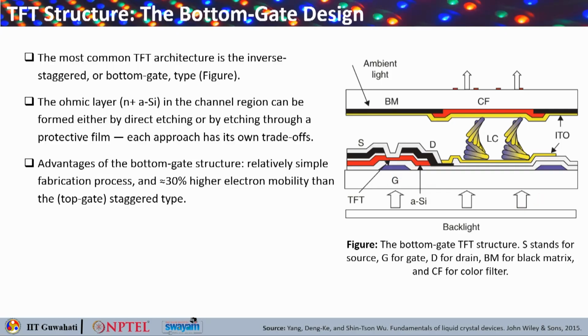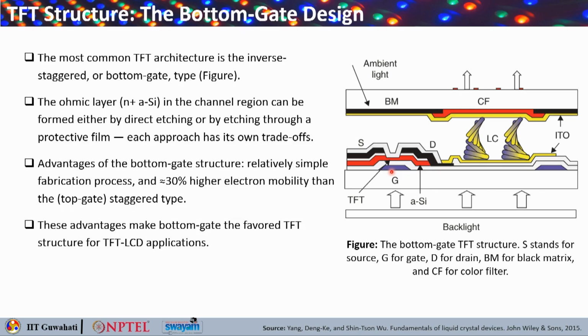Now, what is the advantage of having this bottom gate structure is that it is relatively easy to fabricate, okay, and it has 30% higher electron mobility as compared to the top gate staggered type kind of structure, okay. So these advantages basically make the bottom gate structure more favored TFT structure for this kind of TFT LCD applications.